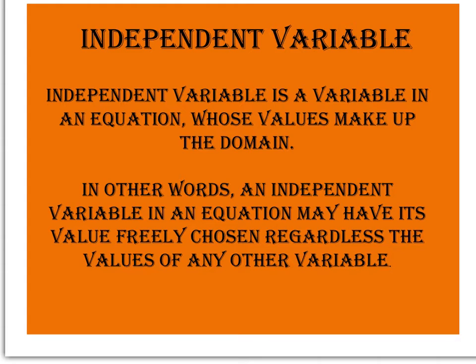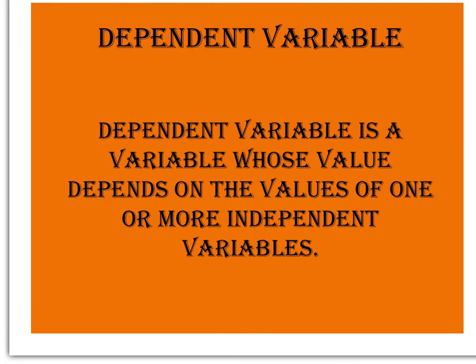In other words, an independent variable in an equation may have its value freely chosen regardless of the values of any other variable. And since we did independent variable, we also have to do dependent variable. Dependent variable is a variable whose value depends on the values of one or more independent variables. In other words, the dependent variable depends on the independent variable.